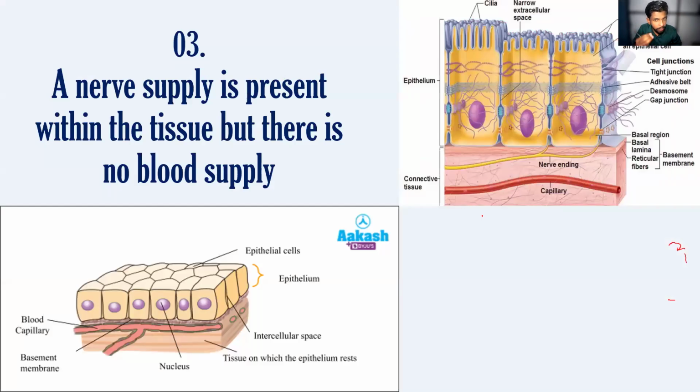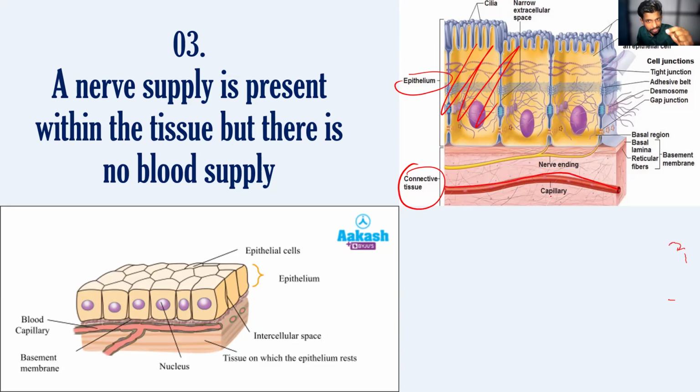Third one, the very, very important part: the epithelial tissue does not have direct blood supply. They don't have. For example, look at this picture. Here we have the epithelial tissue, the outermost layer, right? The lining of the human body parts. So in the outermost layer, we have the epithelium. Under the epithelium, we have the connective tissue. Look at the blood vessel here.